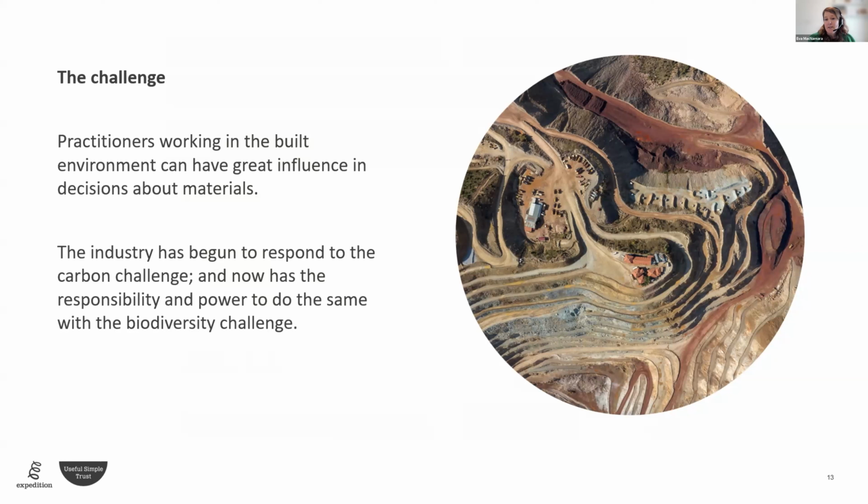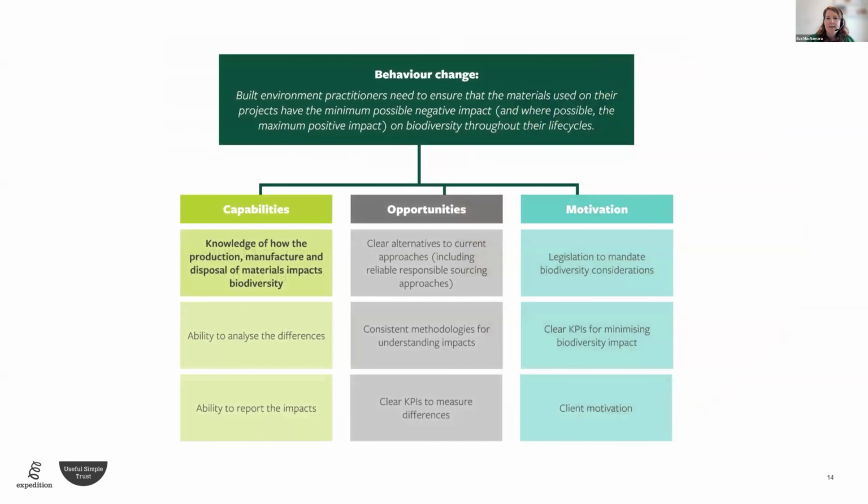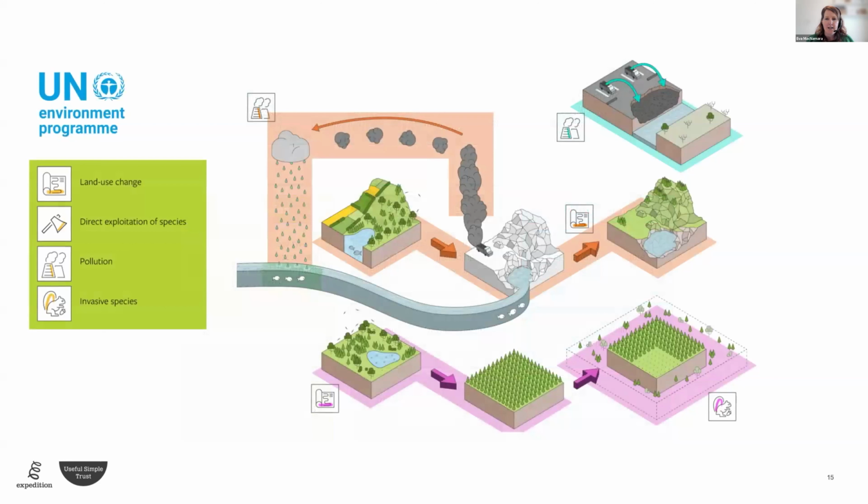But as with carbon, as practitioners in the built environment, we can influence the biodiversity impact of our projects through the decisions that we make about materials. So considering embodied biodiversity impacts is an essential part of becoming a nature and people positive profession. So a little bit about our research. Our research was very focused at drawing useful conclusions for the construction industry as early as possible to create a springboard for wider action. We structured it using the COM-B model for behavioural change, something Expedition use often in our innovation work. And the COM-B model considers capability, opportunity, and motivation to enable us to output practical actions.